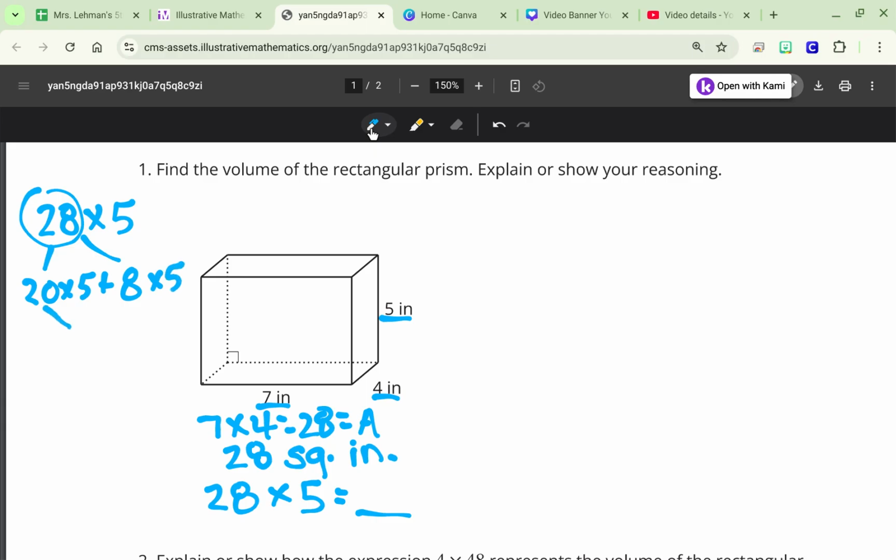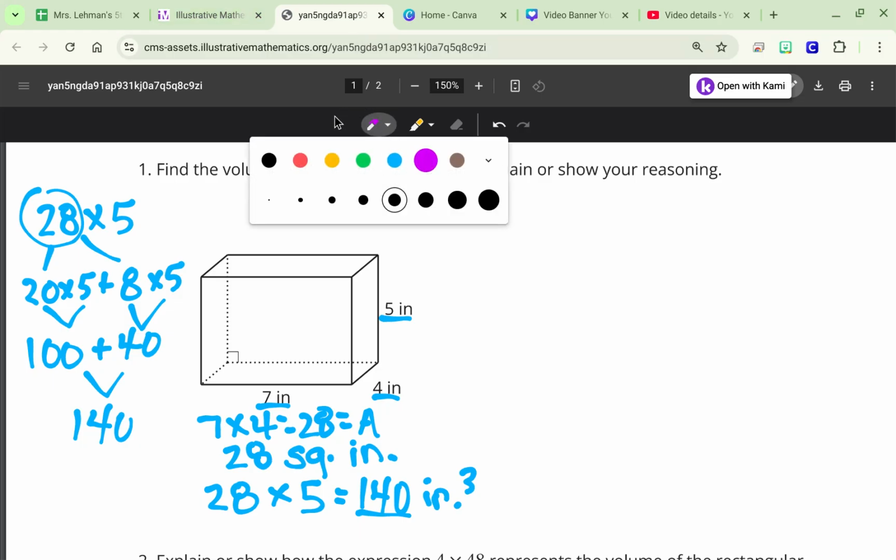Now, 20 times 5 is going to give me 100. And 8 times 5 is going to give me 40. So I have now found that this entire shape is going to be made of 140 cubes. And those cubes are going to be inch cubes, right? So everything that we have done thus far is really like the scrap work or the brainstorm. I know what my plan was, I carried out my plan, and I now know my answer, but it's time for us to formulate this into its final form where we will answer the question.